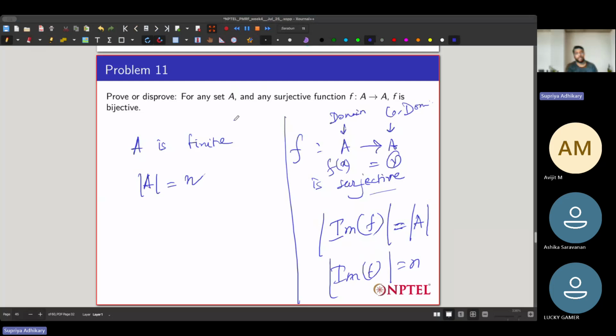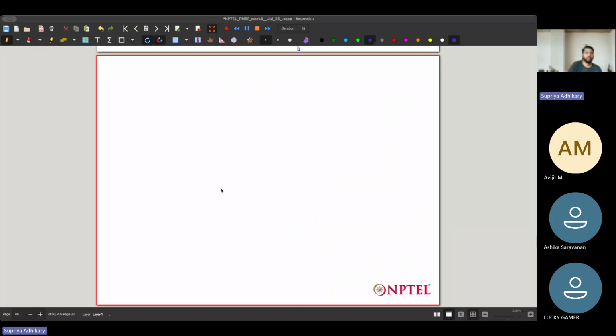Now it says that f also should be a bijective function. So it is a surjective function already. Now we have to prove that this is a one-to-one function in order to prove that this is a bijective function. So let's assume f is not one-to-one. So if we assume that it is not one-to-one, what does that mean?